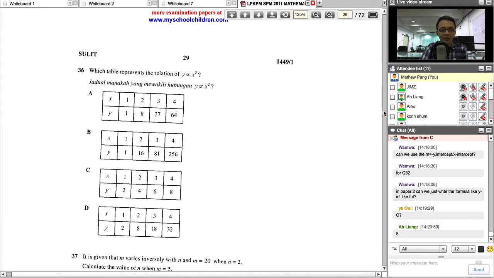So this one, what is this? It is variation. What's the time now? Okay, still have a little bit of time. Okay, this one you have to find a constant value. Okay, this is the variation, so I know this is y equals kx squared because this one is directly proportional.